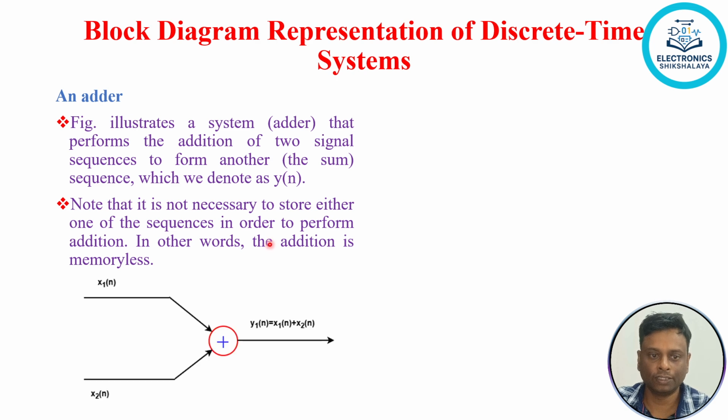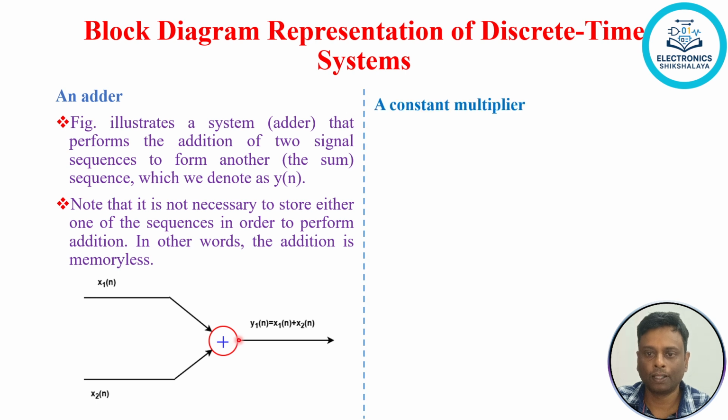Let us see the diagram. This is x1 of n, this is x2 of n, and this is the adder. It adds x1 of n and x2 of n, and gives rise to y of n. This is how you represent an adder circuit. This addition operation is memoryless because it does not depend upon past input samples. This is the block diagram of an adder.